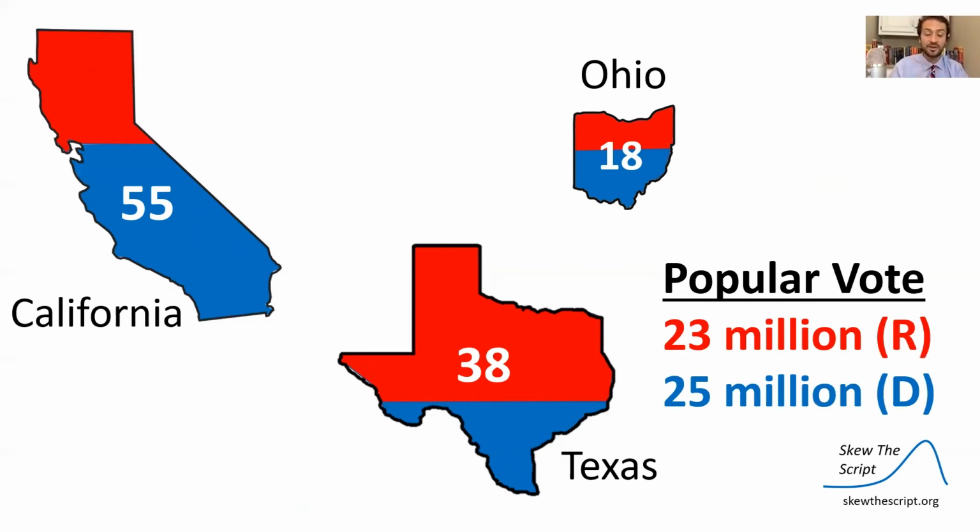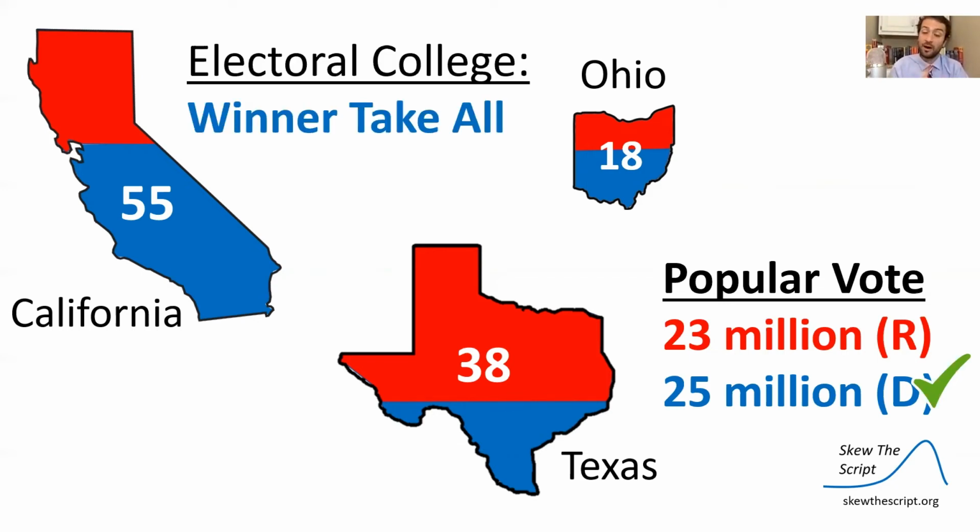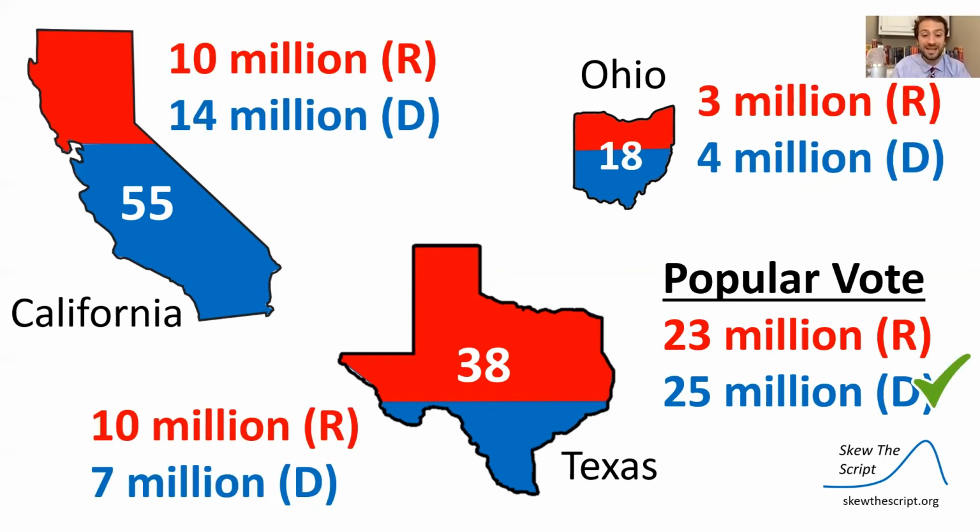If we add all these up for the individual states, we get the popular vote, 25 million Democrats, edging the 23 million Republicans in these 3 states. So in this case, in the popular vote, the Democrats would win. However, the Electoral College is not so simple. In the Electoral College, the winner takes all.